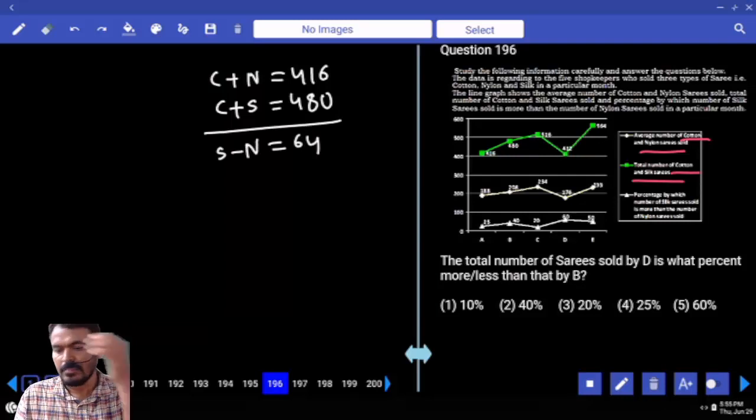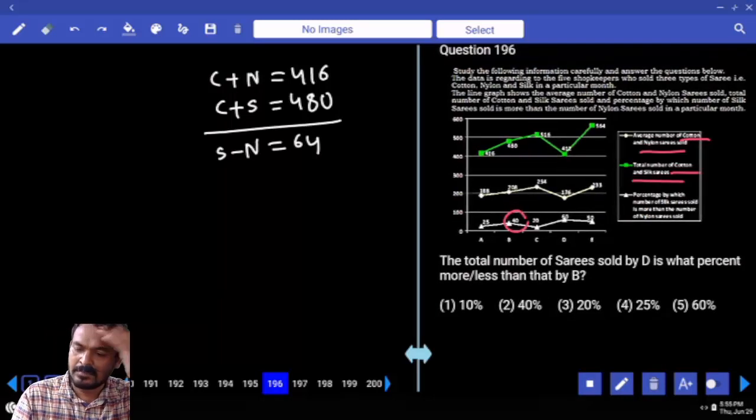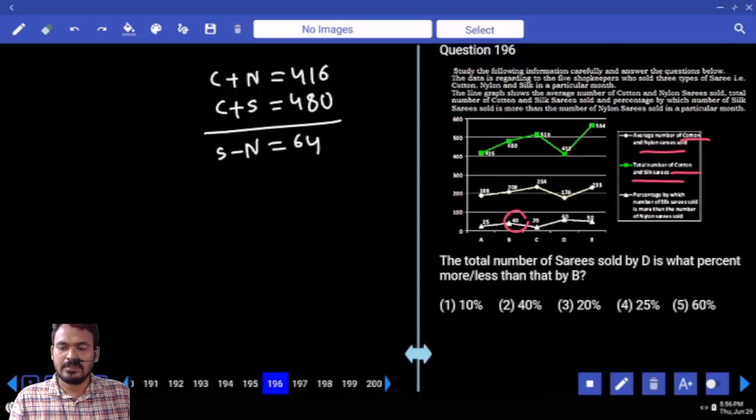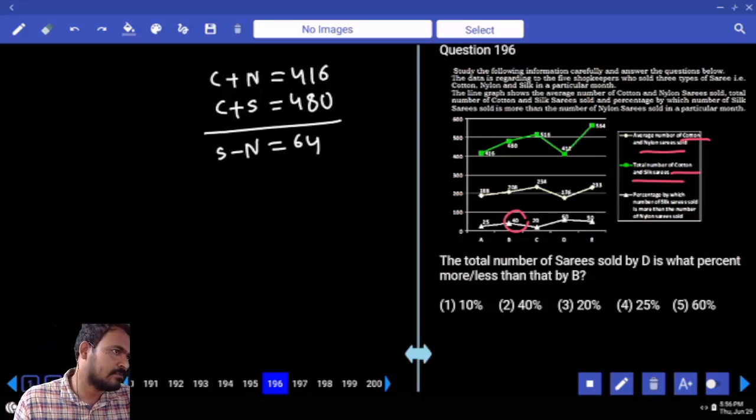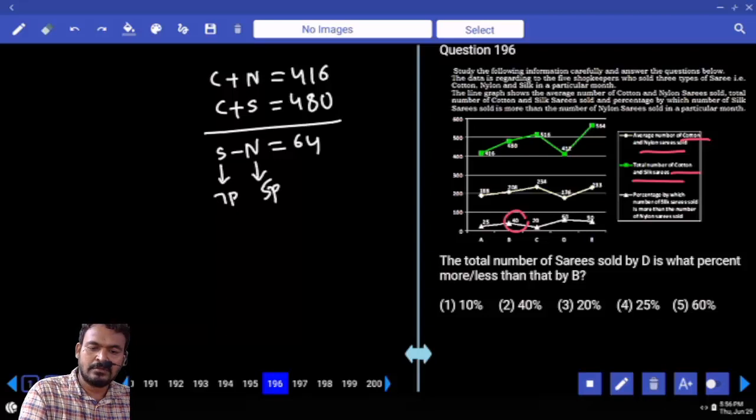What is the percentage here? 40%. 40% more or 40% less? 40% more. What is the fraction? One is 5 parts, another one 7 parts. How many parts are different? 2 parts. What is the 2 parts value? 64. Every 1 part is 32. 5 parts are 160. 7 parts are 224.